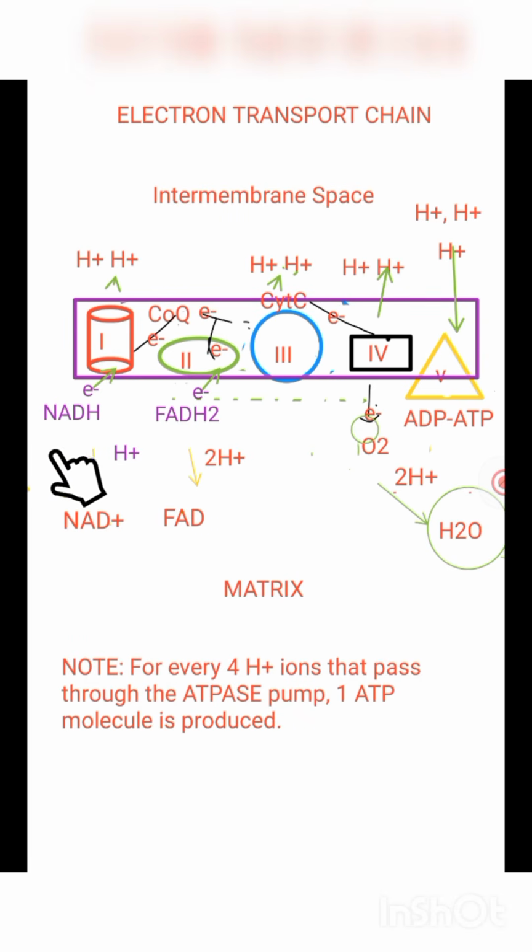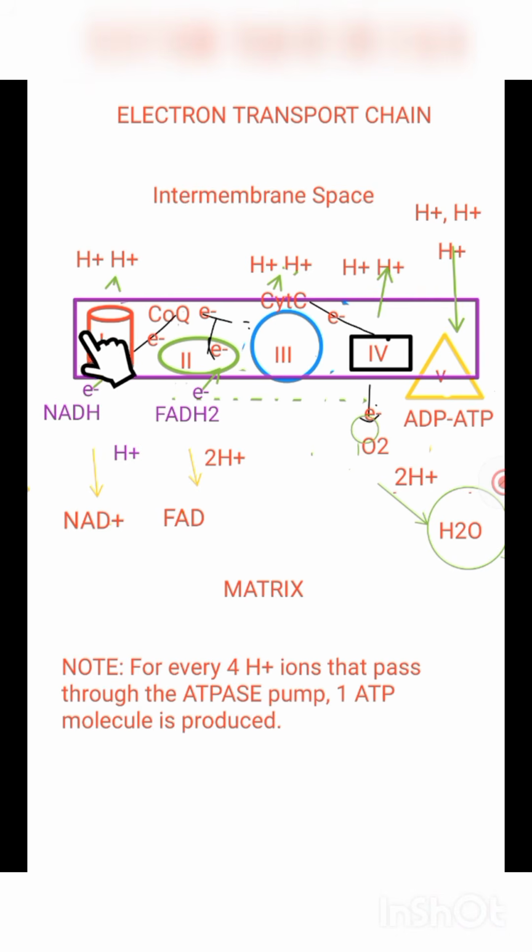And we mentioned in our previous lecture that NADH and FADH2 are critical electron carriers. So today we're going to see exactly what happens when the electrons are donated to complex 1 and complex 2. So NADH will donate electrons to complex 1. Now, when complex 1 receives the electrons, it becomes excited.